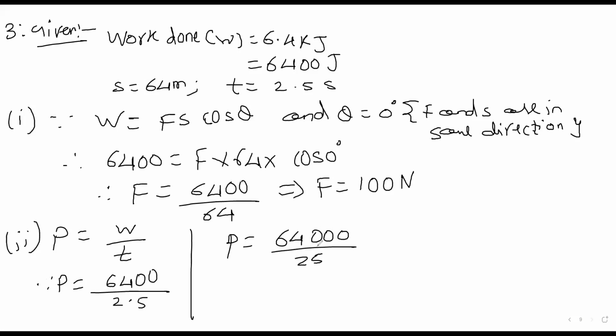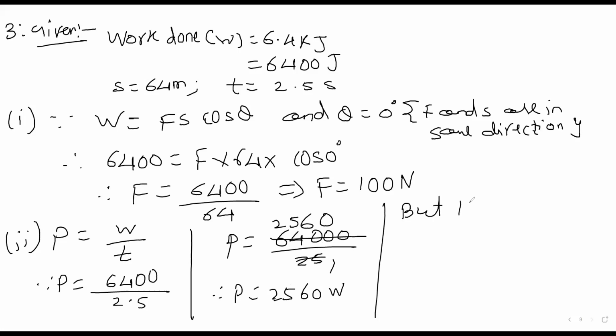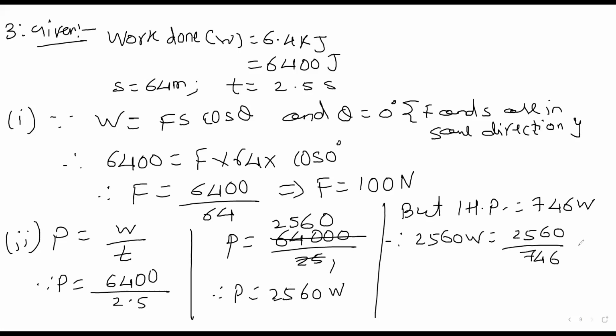So P is equal to 64000 upon 25. 25 ones are 25, 25 twos are 50, 25 fives are 125, and so on. So 2560. Watt. So power is equal to 2560 watt. But 1 HP is equal to 746 watt. Therefore 2560 watt is equal to 2560 upon 746 HP.